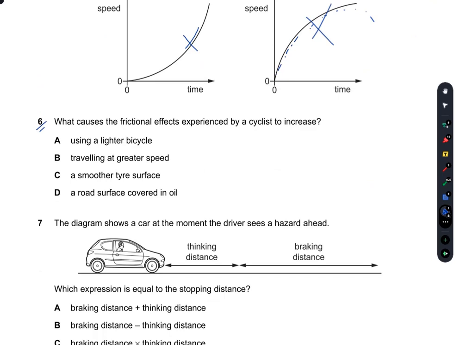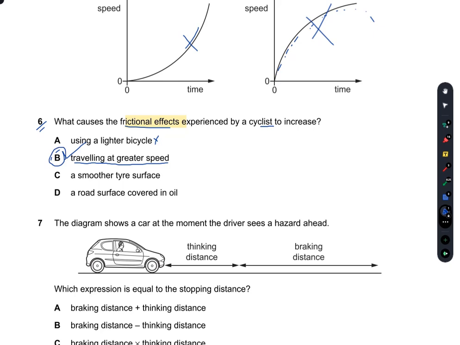Question number 6. What causes the frictional effects experienced by a cyclist to increase? Using a lighter bicycle? No, this won't increase the frictional effects. It will decrease them. Traveling at a greater speed means that the resistive force is greater. So if the cyclist accelerates and travels at a greater speed, it will definitely experience more frictional force. So yes, B is true.